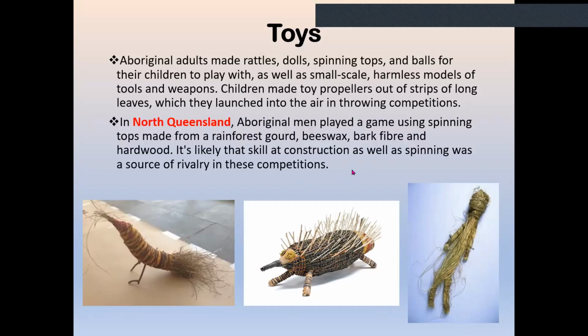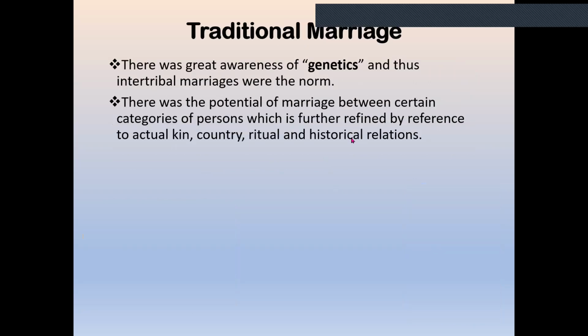In North Queensland, the men had a game using spinning tops, using forest gourd, beeswax, bark fiber, and hardwood, so it was a game of who could do the best construction as well as spinning. Now, when I was a kid, we had these tops with strings and a little point. Some of you might remember playing with the spinning tops. Same thing.